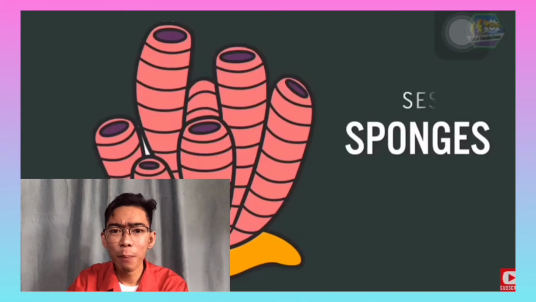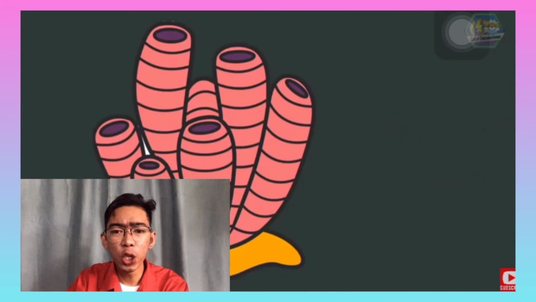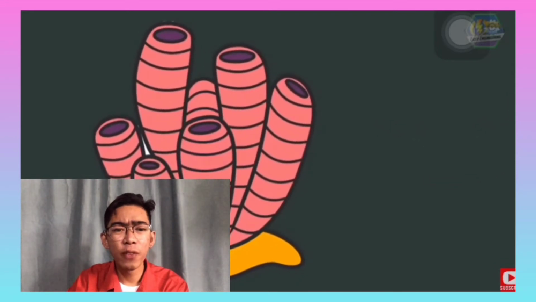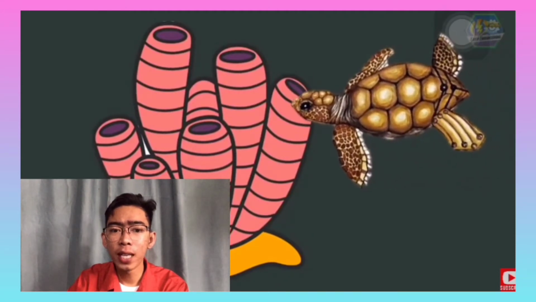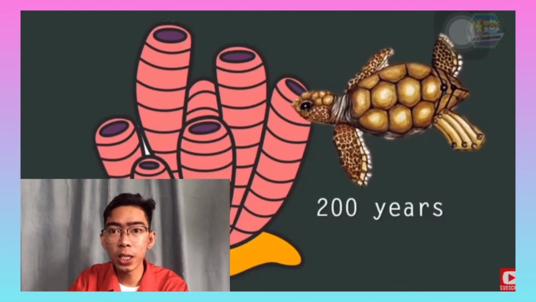Sponges are sessile, meaning they cannot move from one place to another like animals can. A sponge is an animal that grows in one spot like most plants do. Just very few animals eat sponges, so they can live for a very long time. Some types have been found to live over 200 years, imagine.